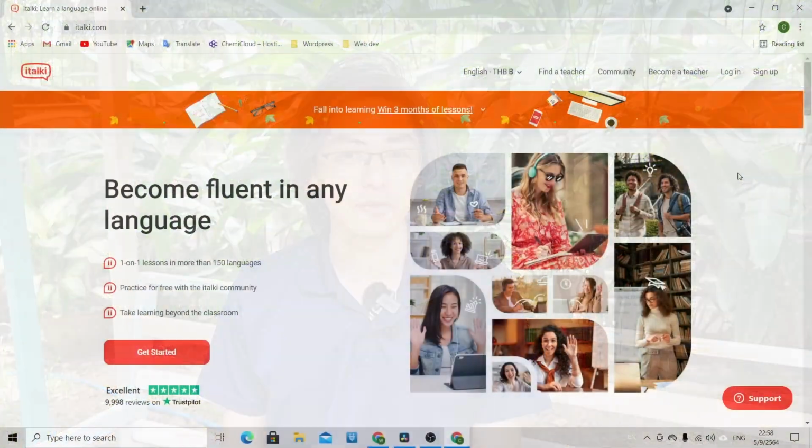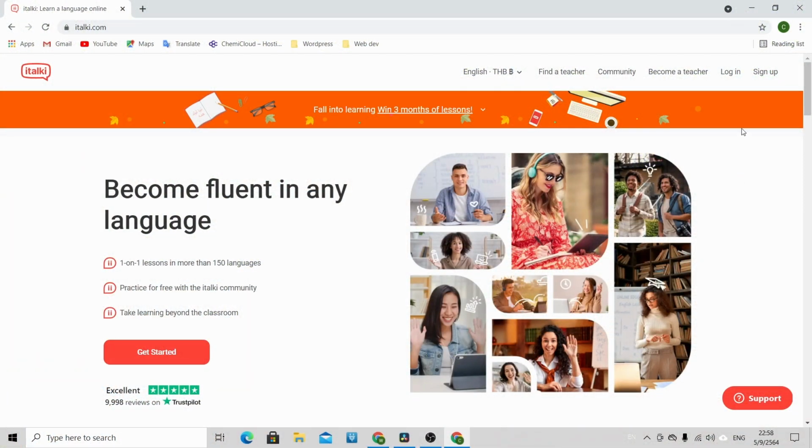Today we'll be talking about the 4 tips in choosing an Italki teacher. First, a small introduction about Italki. If you don't know what Italki is, it's basically a platform which matches language teaching teachers with students.